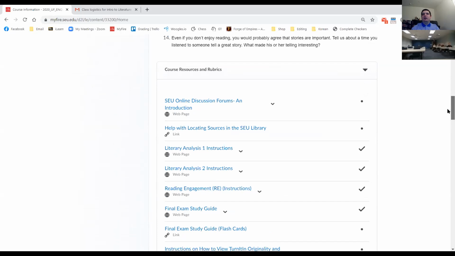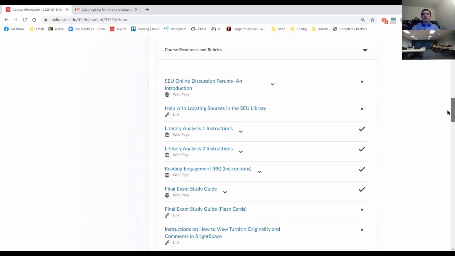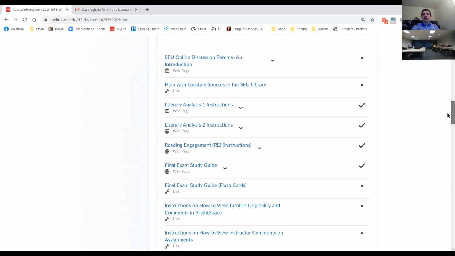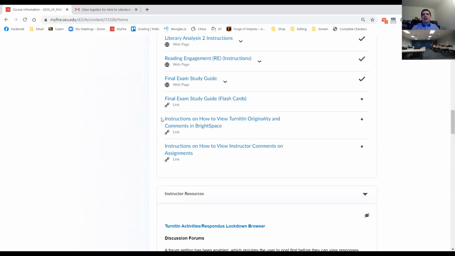Down here, there's a good collection of course resources and rubrics. So I'll be talking about these individual assignment types in a few minutes, but you want to bookmark these or possibly just print them out so you have them, because that's going to be your starting point for understanding the main assignments in here. There are also a couple of links.